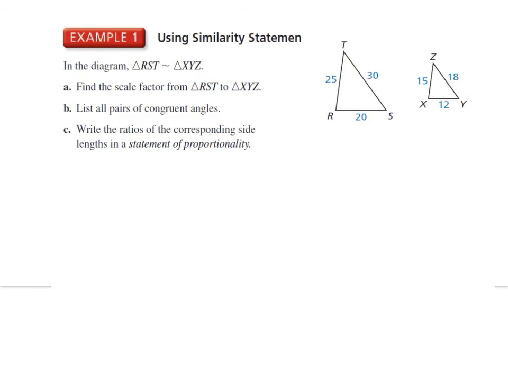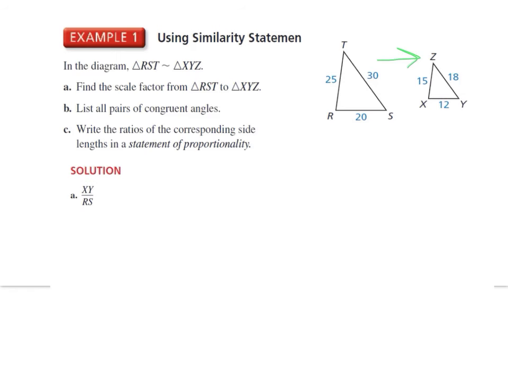So let's just practice using the following diagram to find the scale factor from triangle RST to triangle XYZ. And the order in which this statement occurs matters. So we're comparing triangle RST. So that means we start with this triangle and we compare it to this triangle. So I've sketched in a green triangle to illustrate and remind me that I'm always starting with this triangle and comparing it to this. So I'm going from big to small. That's important to think about. All right, and then we're going to list all the pairs of congruent angles and write the ratios of corresponding side lengths in a statement of proportionality.